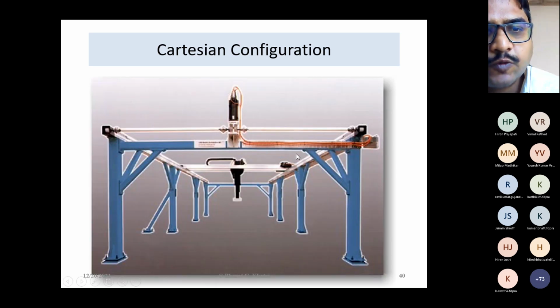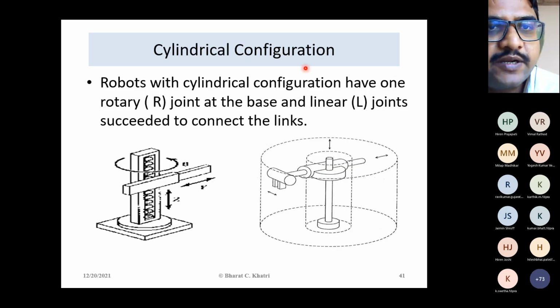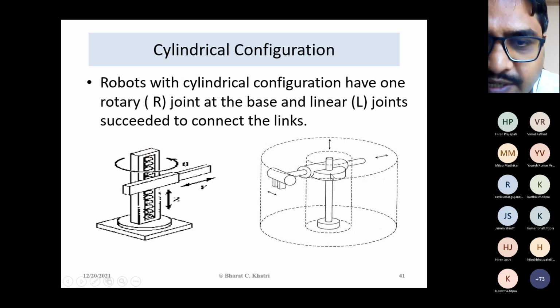Here you can see the actual photograph of a Cartesian robot, where it is allowed to move in X, Y, Z direction only in a linear manner. The second one is the cylindrical configuration robot, which has two sliding motions. Here you can say in the radial direction as well as in height it can slide, and it can rotate about the center axis. So here it can cover a cylindrical volume.